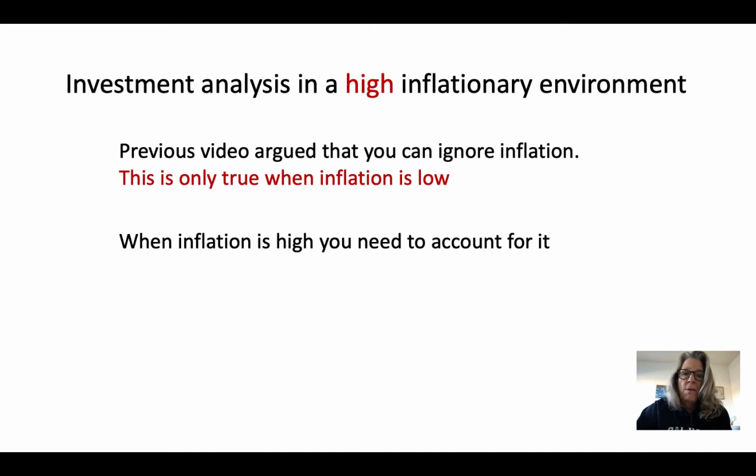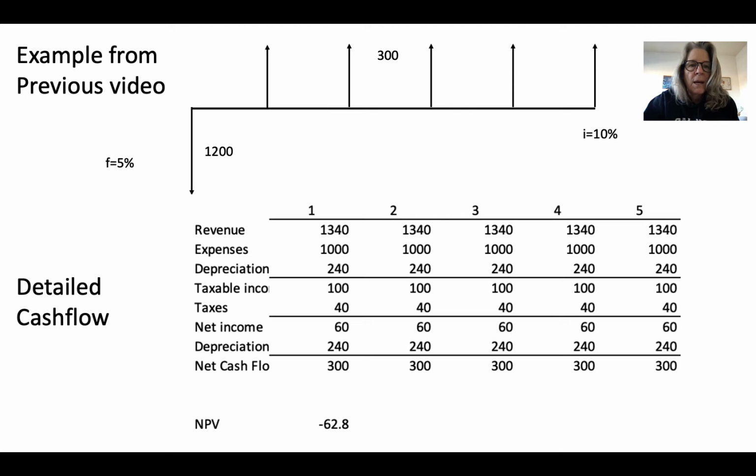I'm making this video at the end of 2021, and inflation is quite high right now, so there are concerns about how to manage that in an engineering economy. From the previous video, we had this investment of $1,200 that returned $300 a year for 5 years. And I went ahead and created a detailed cash flow for that. This is very similar to the detailed cash flow we've been looking at in this class.